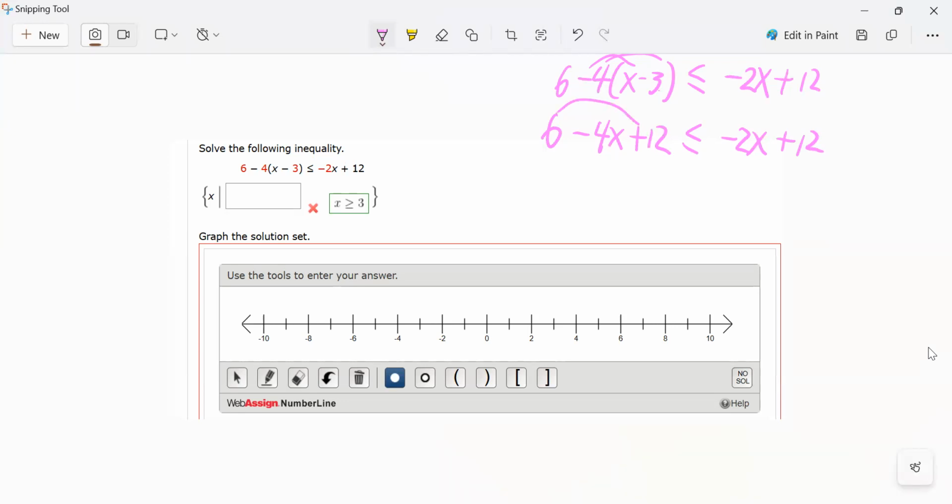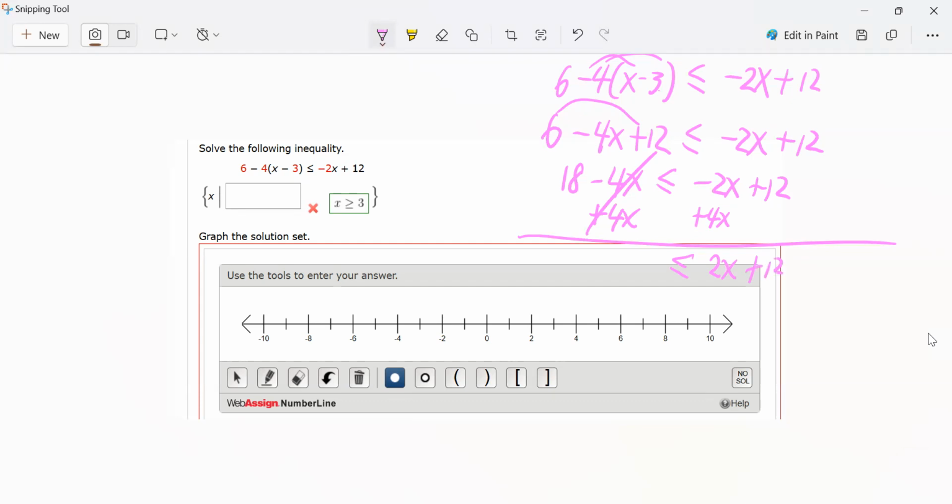Now combine 6 and 12, we get 18 minus 4x. That's equal to minus 2x and 12. Now from here, we're going to combine both variables. So here we got 4x, adding 4x here. So I'll get rid of the 4x on the left. And on the right hand side, we get positive 2x, 4x minus 2x. And bring over the sign, right? The sign just keeps carrying over. And 12 is 18 on the left.